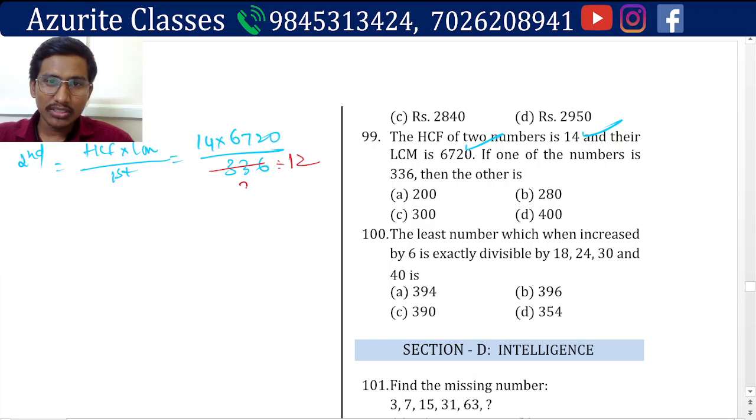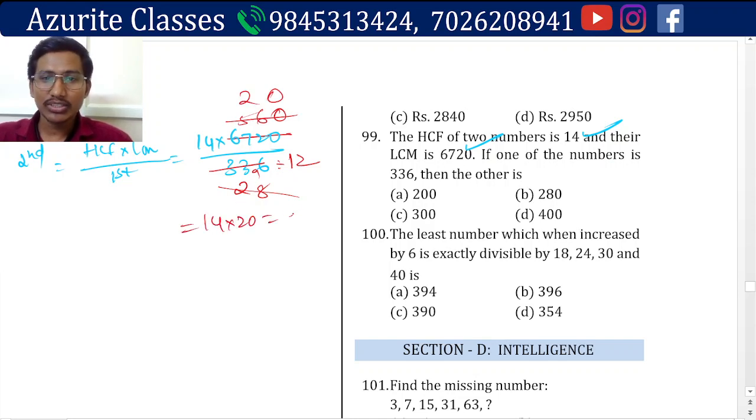So 12 2s are 24. 24 means 9 will be 96. 12 8s are 96. Here also we'll divide with 12, 12 5s are 60. 7 will be, 12 8s are, 12 6s are 72, 0s are. Next 28. 28 2s are 56. So 20 will come. 14 20s are how much? 14 2s are 28 and then 280 is the answer, option B, okay?